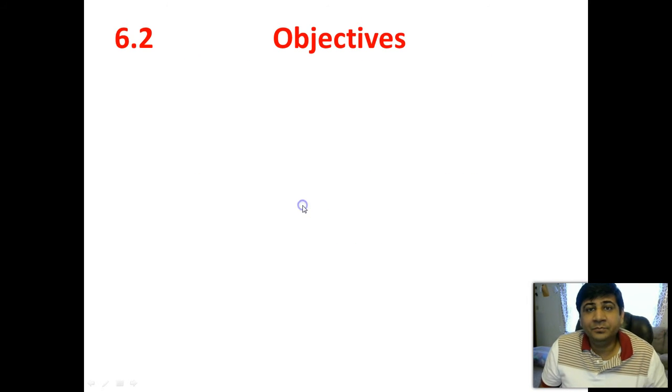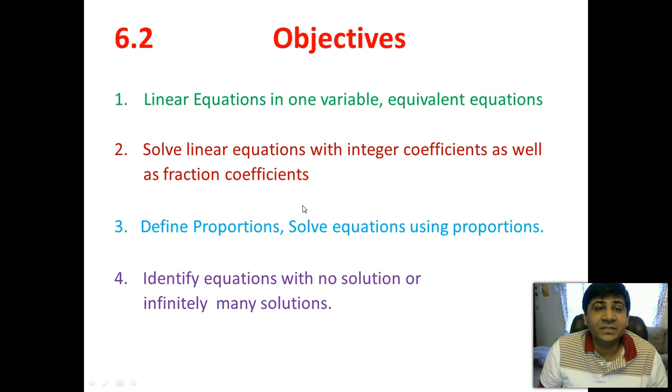The main objectives in this section are these. We will define a linear equation in one variable. We'll talk about what we mean by equivalent equations. We will learn how to solve linear equations with integer coefficients as well as fractional coefficients. We'll talk about proportions and how we can use proportions to solve equations. And at the end, we will deal with equations with no solution or too many solutions, infinitely many solutions. So these are our goals in this section.